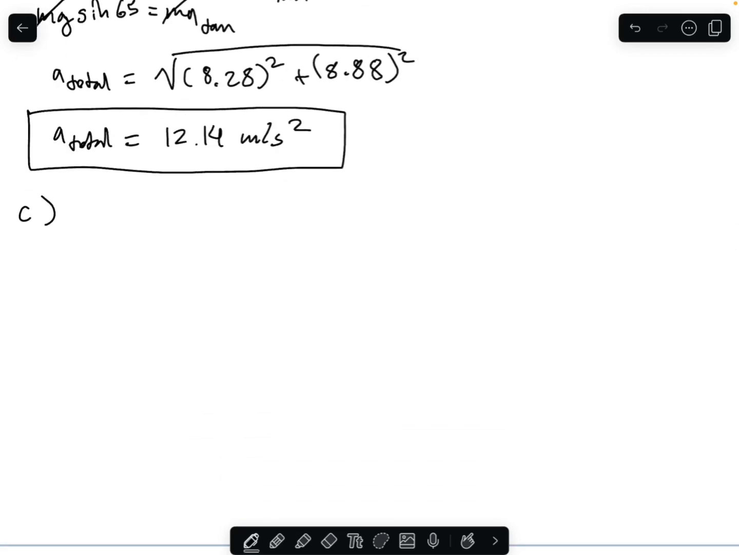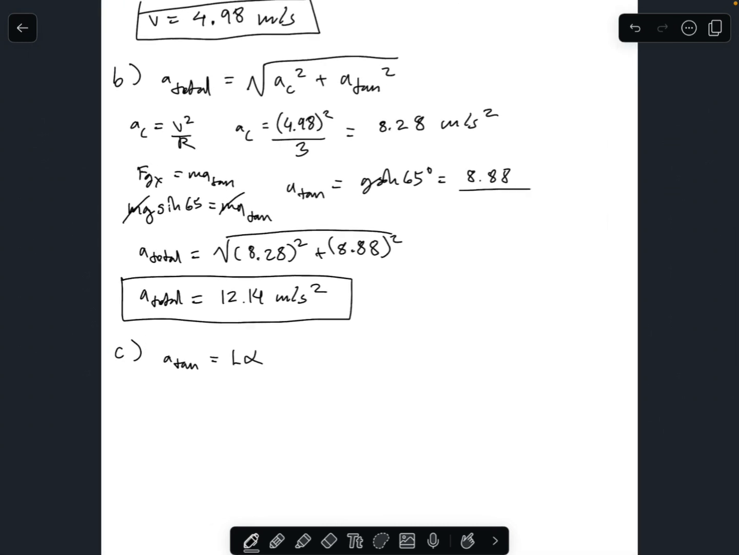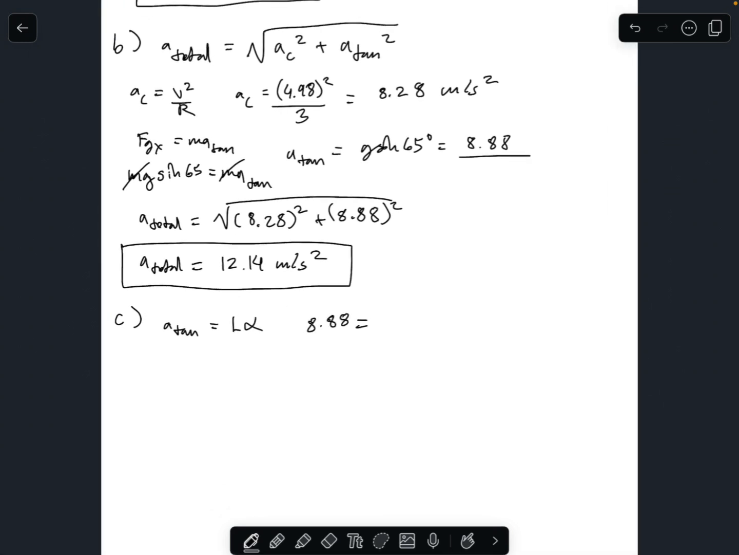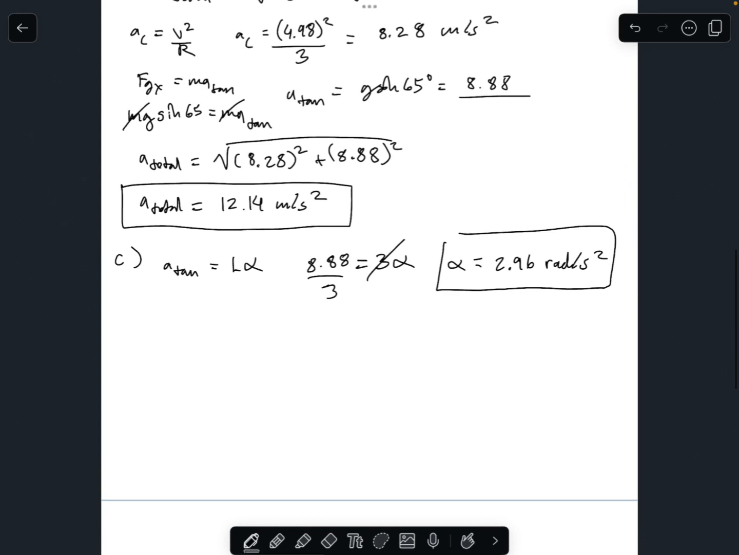Then part C. For part C, it asks for the angular acceleration when it is 25 degrees below the release point. For angular acceleration, I know I need to use a_tan, because that's at the end of the string, and that's what's making it rotate. So a_tan is going to be r, or L, times alpha. I'm going to use a_tan from the last question, which was 8.88, and the length is 3, and alpha is the angular acceleration. So 8.88 divided by 3. The angular acceleration when it's 25 degrees below the release point is going to be 2.96 rad per second squared.